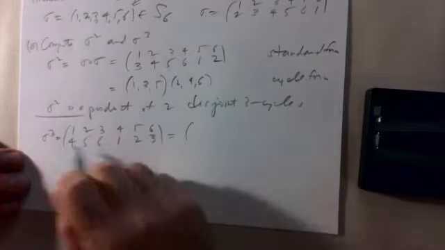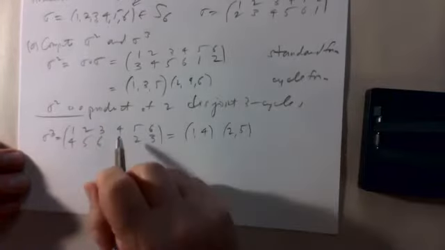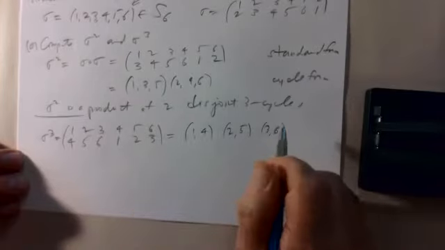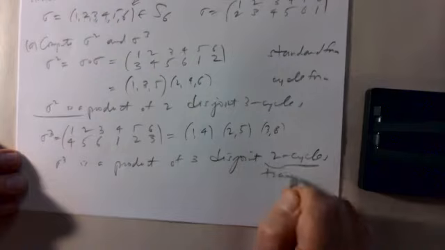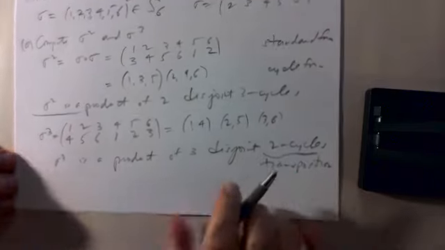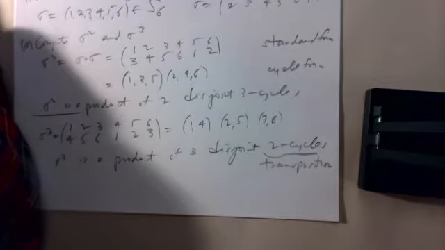And if you write this in cycle form, 1 goes to 4, and 4 goes back to 1. 2 goes to 5, 5 goes back to 2. 3 goes to 6, 6 goes back to 3. So sigma cubed is a product of 3 disjoint 2 cycles. And a 2 cycle is just another word for a transposition. Any questions about that?